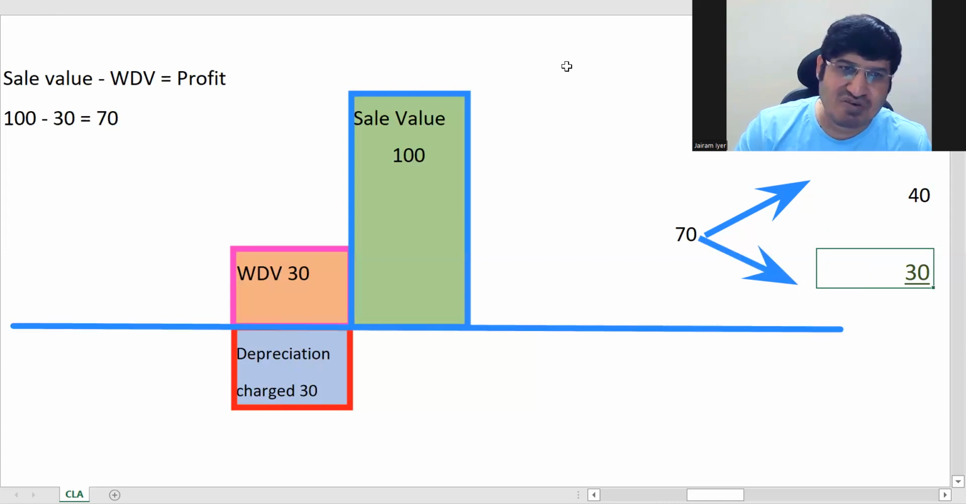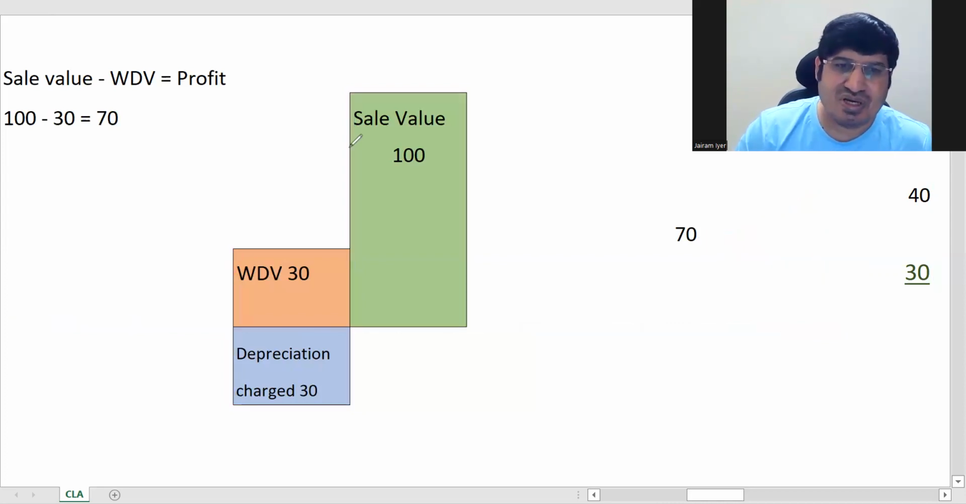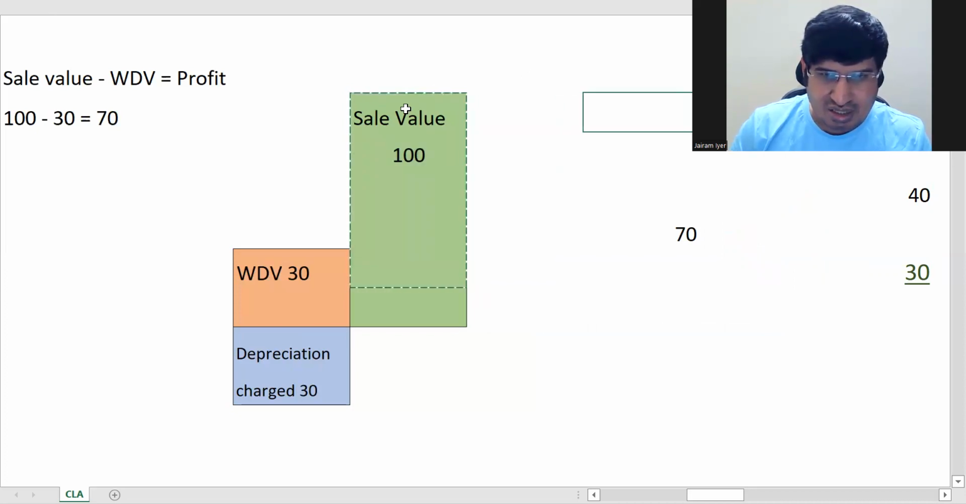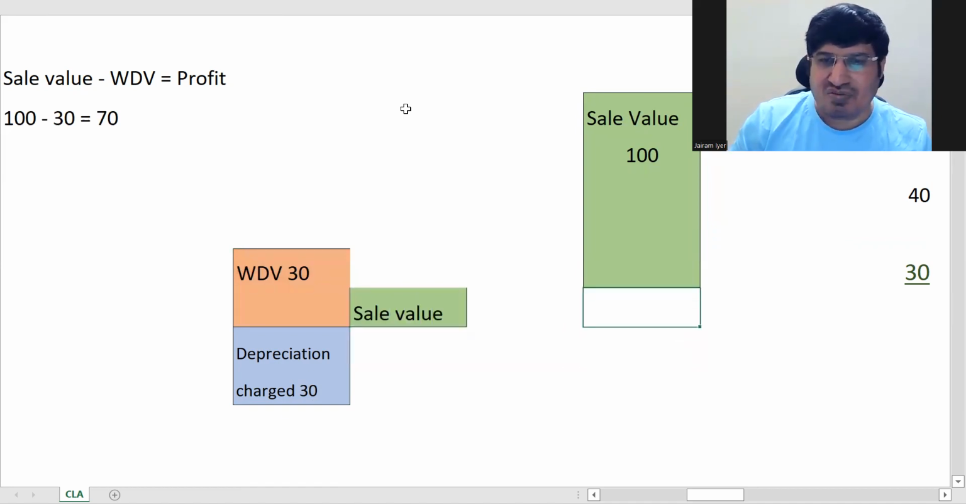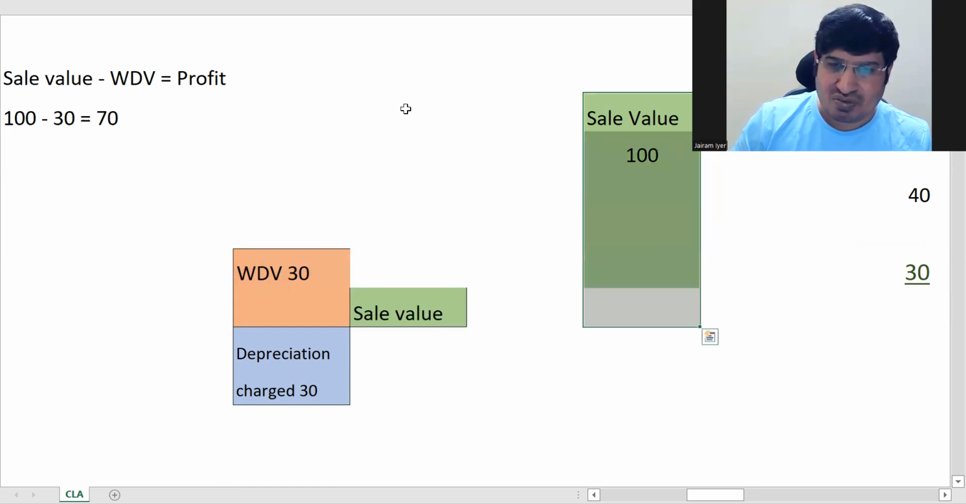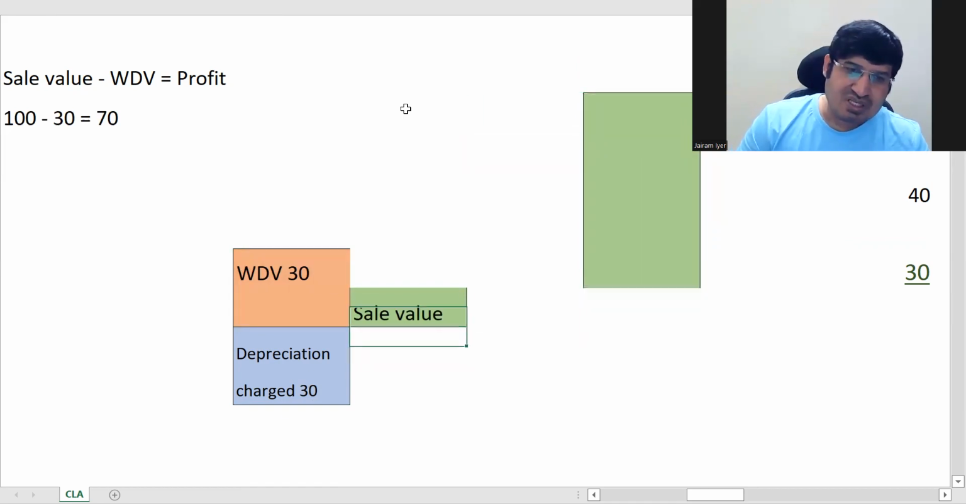Under terminal depreciation, what we are saying is, say now here I said sale value is 100. Now just assume, just cut this off. Say sale value is this. Sale value is less than what? Your WDV. Correct? This is sale value now. This is nothing now. This is sale value.